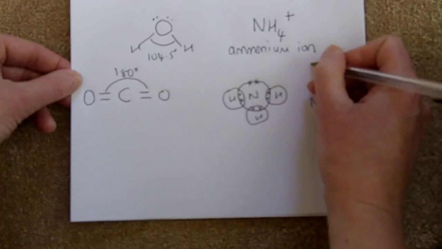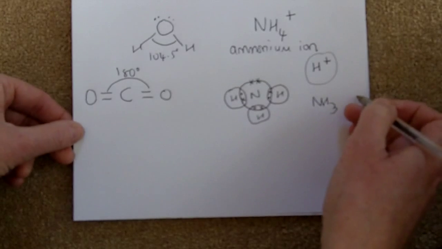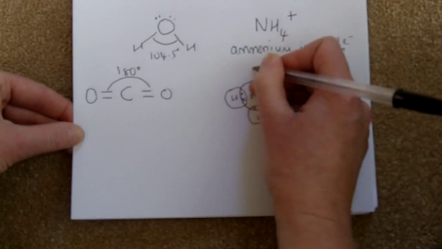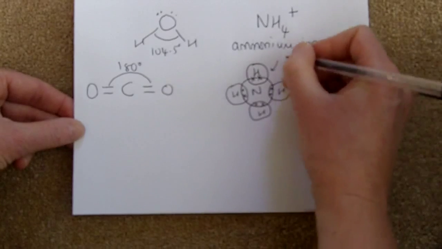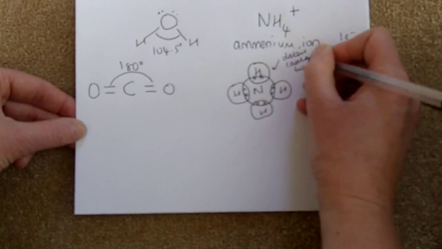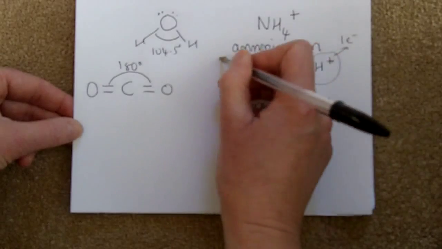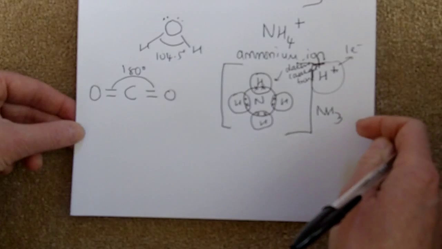Okay, along comes H plus. How many electrons does H plus have? H plus doesn't have any electrons. It is just an empty orbital, because plus means it's given away an electron. So it's just an empty orbital, and it forms a dative covalent bond, where in a shared pair of electrons both electrons have come from the same atom. We put square brackets around it with a positive charge, and that is an ammonium ion.